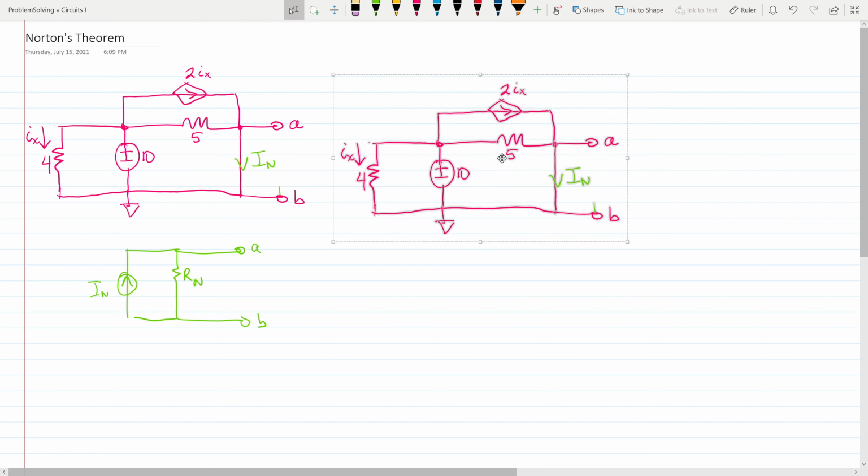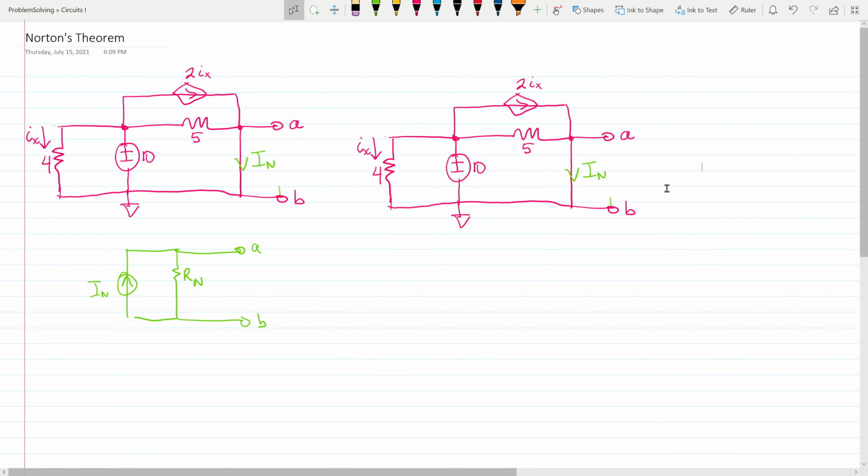On the picture on the right, we're going to show how we have to set up this circuit in order to get R sub n. So let's get rid of the I sub n for now.